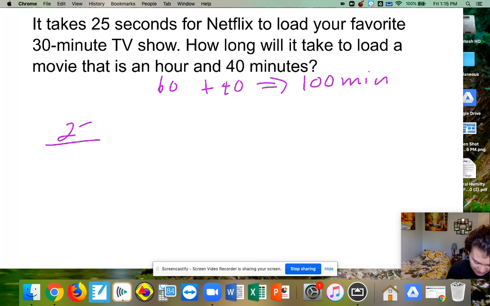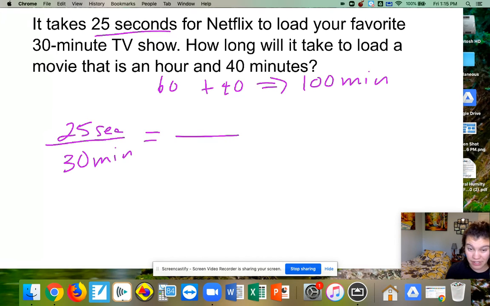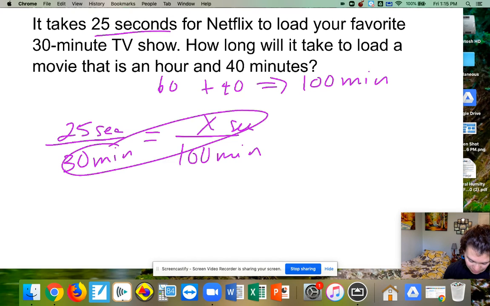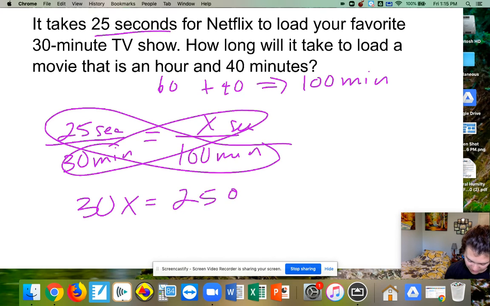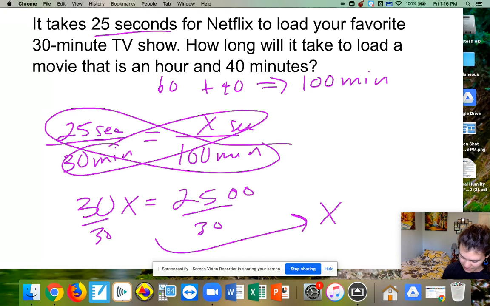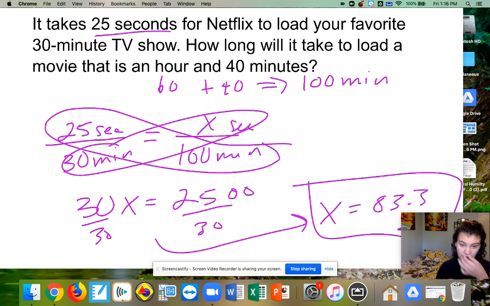We know it takes 25 seconds for the first video to load 30 minutes. That then has to be equal to loading 100 minutes with some amount of seconds. We don't know what that is, we're going to figure that out. Then we can cross multiply to solve. We get 30x, and then multiply this way, equals 2500. Divide by 30, and then x is going to be 83.3 seconds. This is some fast internet, loading over an hour and a half movie in a little over a minute.